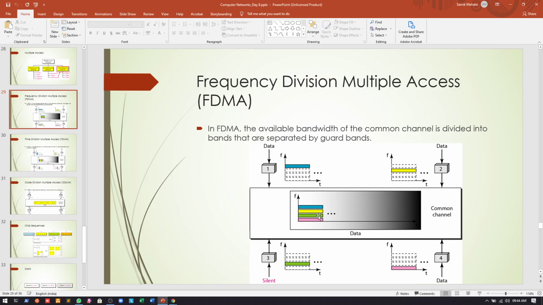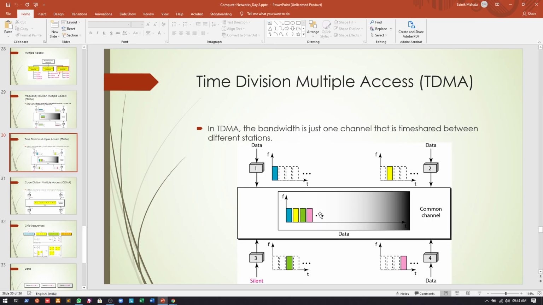The second way that we talked about is time division multiple access. Again you can see in the pointer that is given in the PPT. In TDMA, the bandwidth is just one channel that is time shared between different stations. If you look at the middle, the common channel, you can see that there are 4 time slots, and they are marked in different colors.